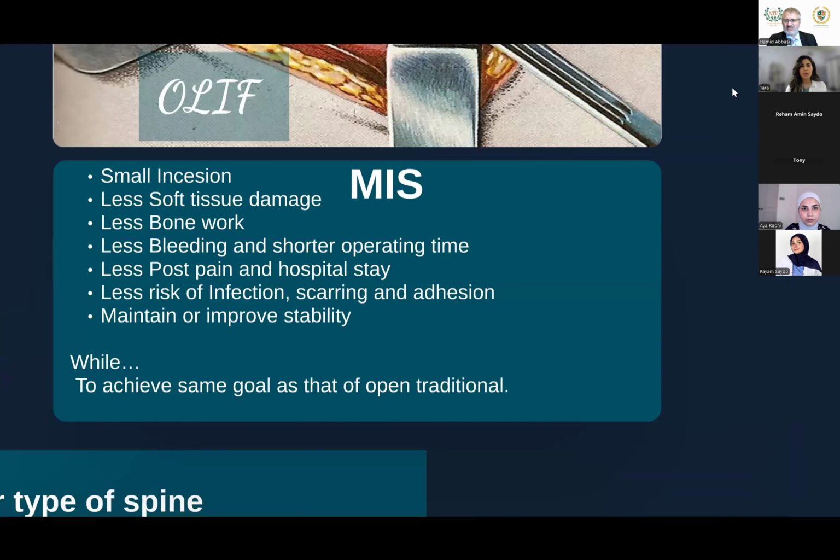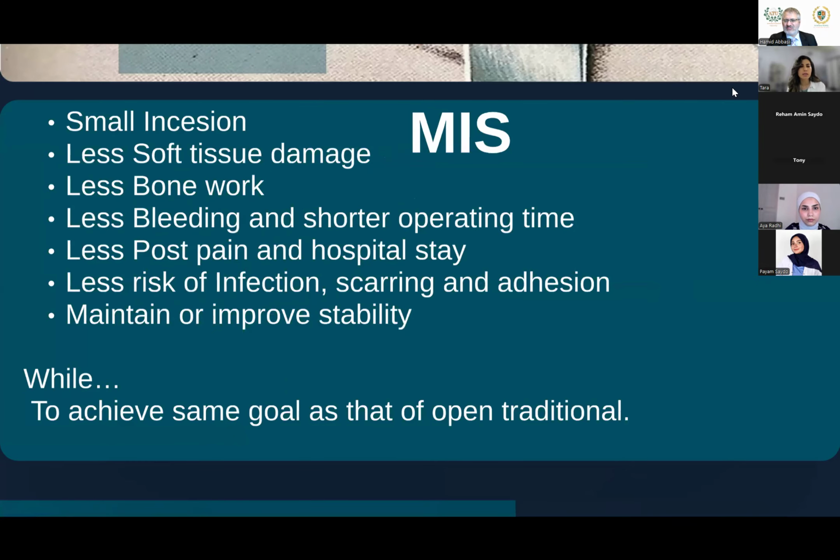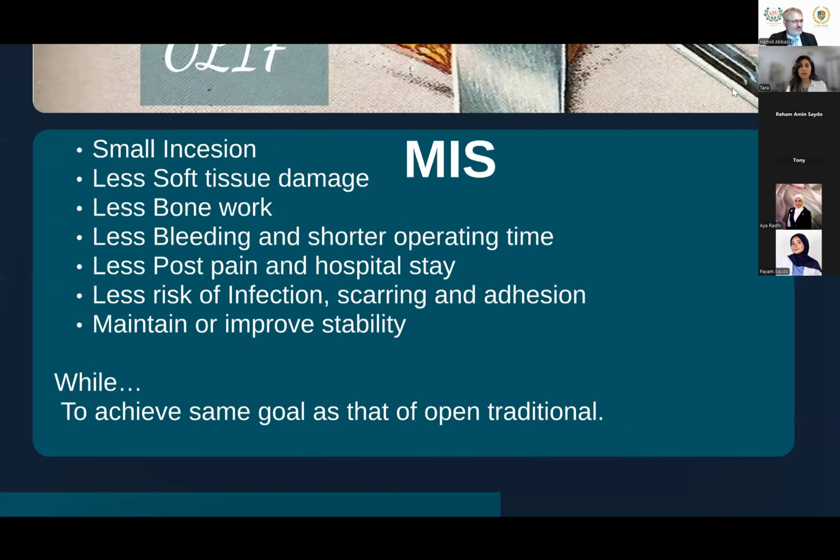MIS is not only about having a small skin incision. It is about less soft tissue damage, less bony work, less bleeding, shorter operative time, less postoperative pain, shorter hospital stay, less risk of infection, scarring and adhesion, and maintaining or improving the stability of the spine, all while achieving the same goal that was previously achieved by the open, classical, traditional surgeries.